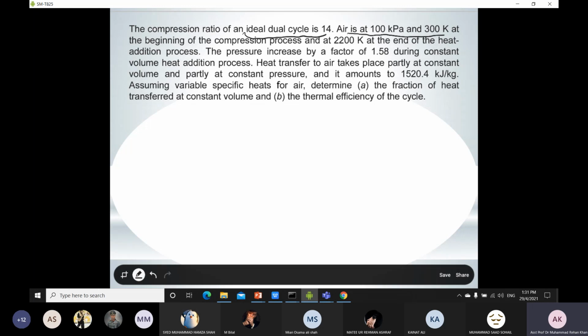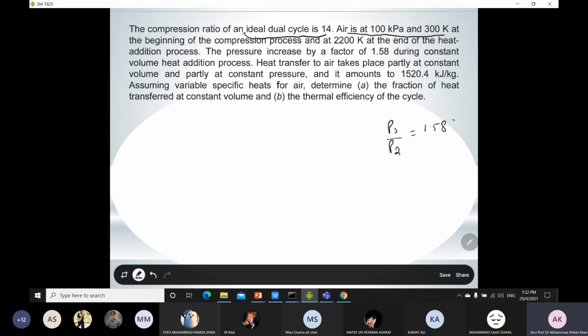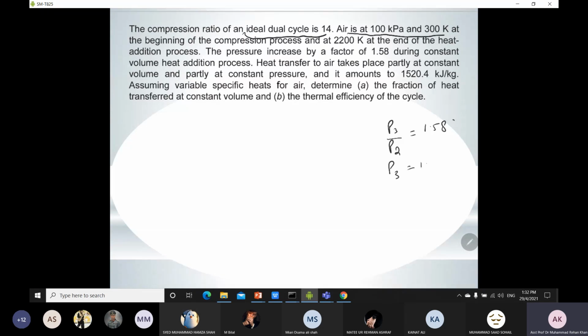The pressure increased by a factor of 1.58 during the constant volume heat addition process, so the ratio P3 over P2 is equal to 1.58. This is given in your question. More elaborately, P3 is 1.58 times P2, because there will be an increase in pressure by a factor of 1.58 into P2. Heat transfer to air takes place partially at constant volume and partially at constant pressure, and its amount is 1520.